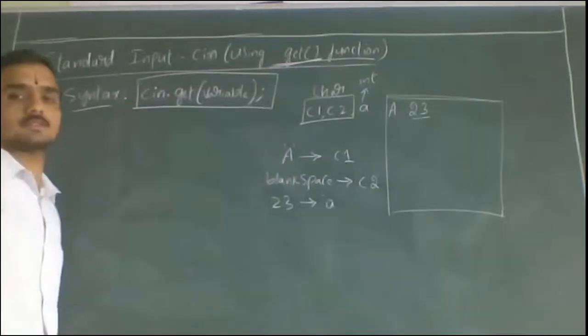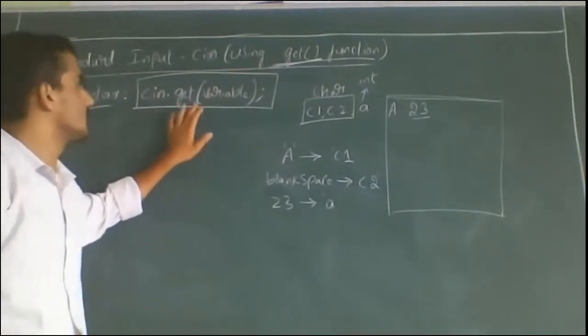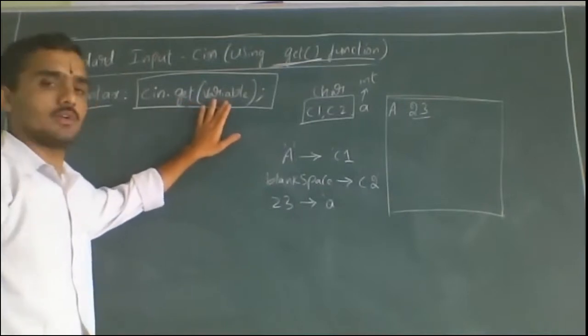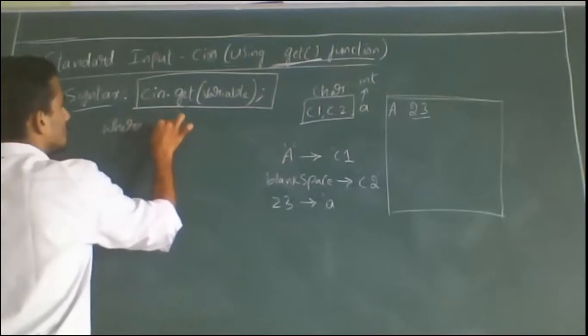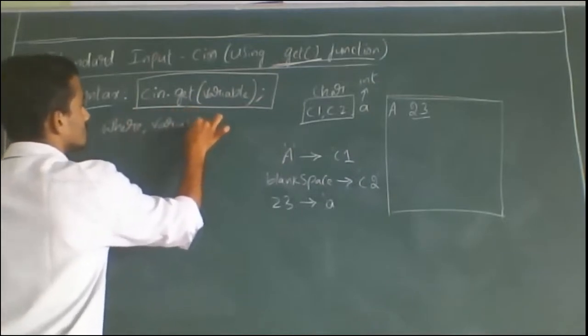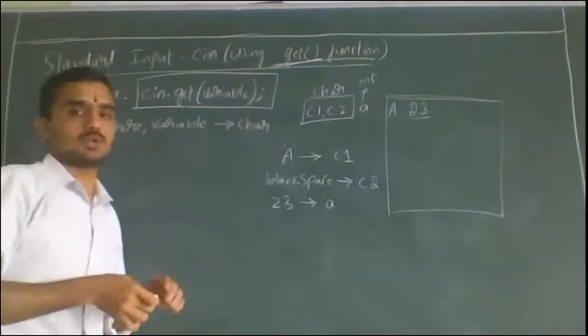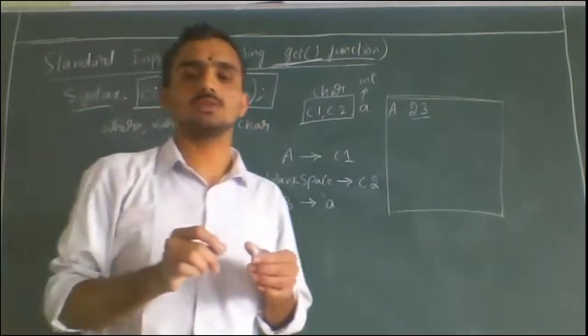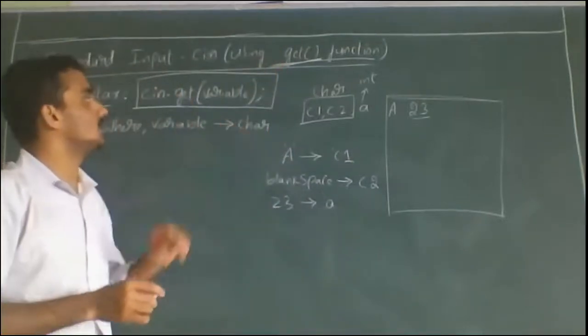This is the syntax: cin dot get of variable. Get is a function name, and here the variable should be of type character, because variables will always be associated with a data type, right? This variable should be of type character.